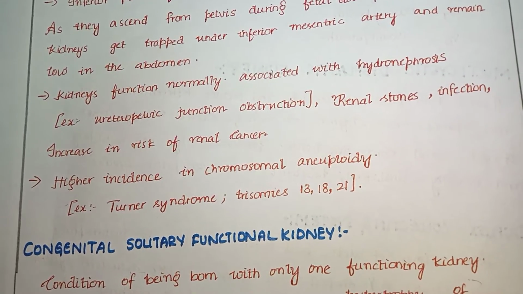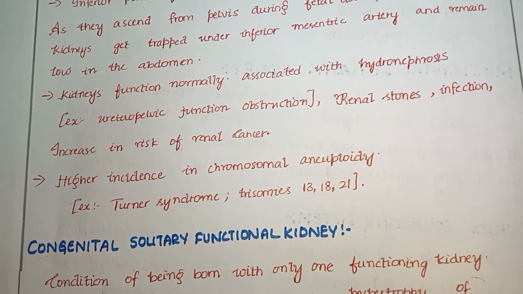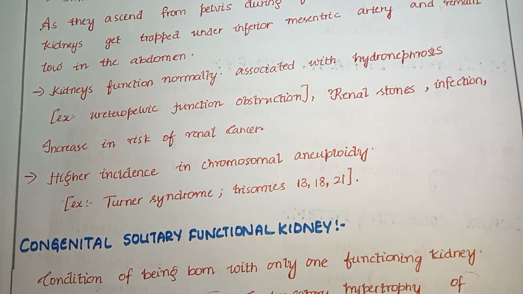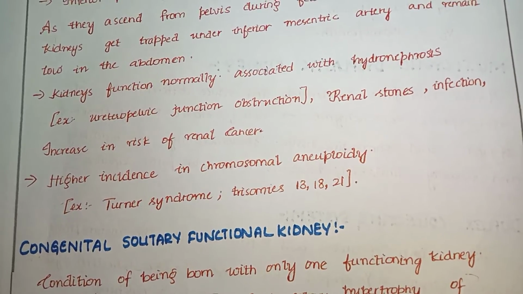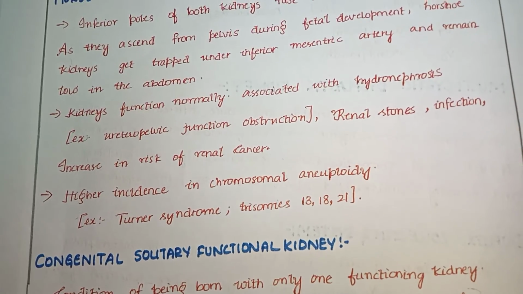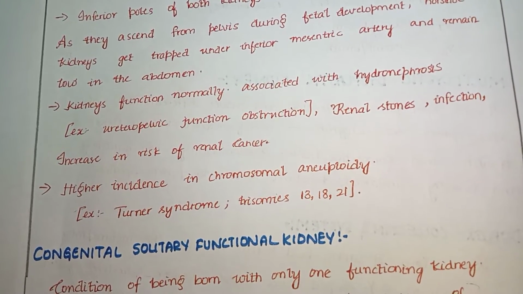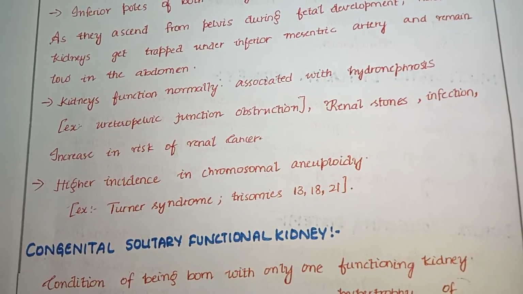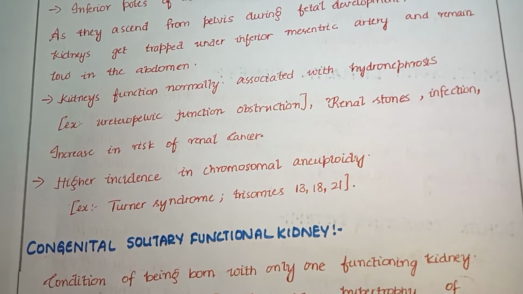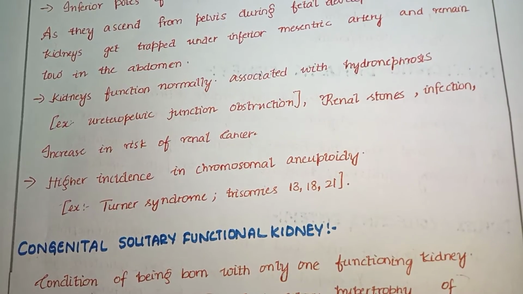Example: uretero-pelvic junction obstruction, renal stones, infection, and increased risk of renal cancer. Horseshoe kidney has a higher incidence of chromosomal aneuploidy. Example: Turner syndrome, trisomies of 13, 18, and 21.